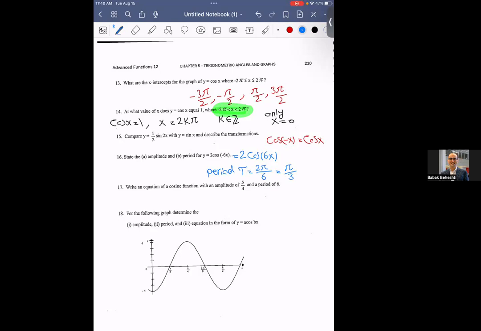Question 17, something that I just did today. It says that the amplitude is 5 over 4, period is 6. So can you now tell me what is the cosine function? Amplitude is 5 over 4. Period is 6. So you have cosine of what? Yes, which is 2 pi over 6 x.